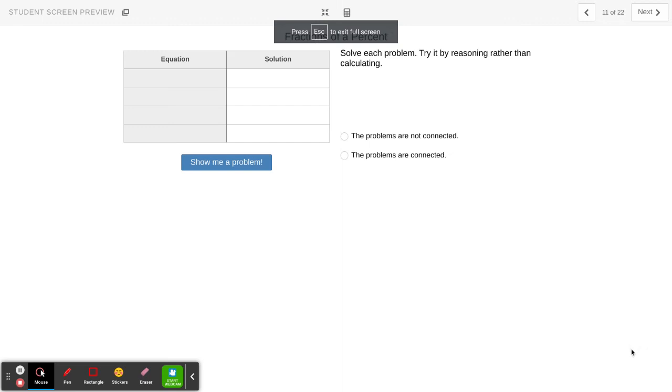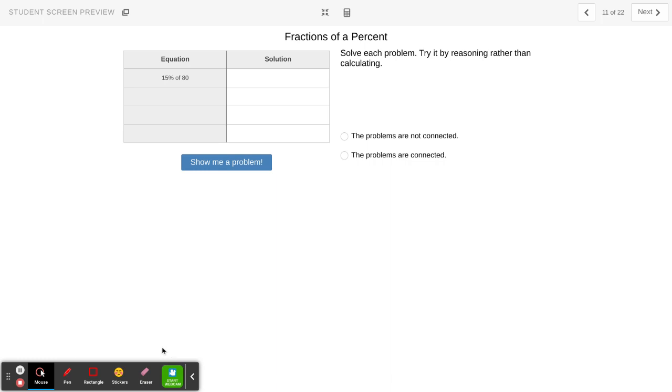All right, so here we are on slide 11. And again, we are trying to solve a problem based on reasoning rather than calculating. And calculating, again, just means using the calculator. So let's go ahead. Here's a problem. So we have to find 15% of 80. So there's lots of ways for you to do this, and it's totally up to you on how you do that.